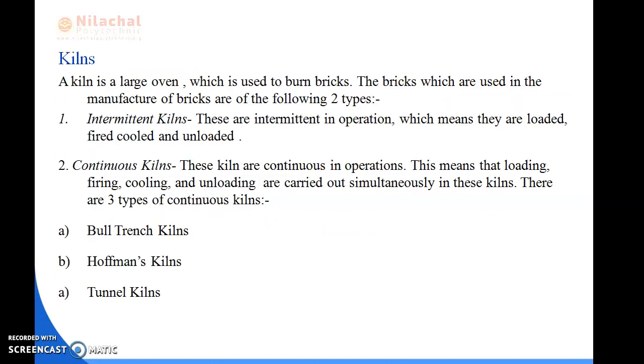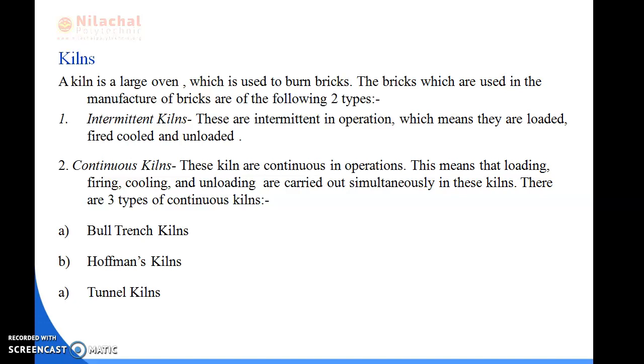Okay. So today we will read about what we mean by kiln and what the processes of the kiln are. Kiln, as I have told you, burning of bricks is mainly done by kiln structures. A kiln is a large oven which is used to burn the bricks, and the kilns used in the manufacturing of bricks are of the following two types. First is intermittent kilns, second is continuous kilns. In intermittent kilns, the operations are intermittent, which means they are loaded, fired, cooled and unloaded.